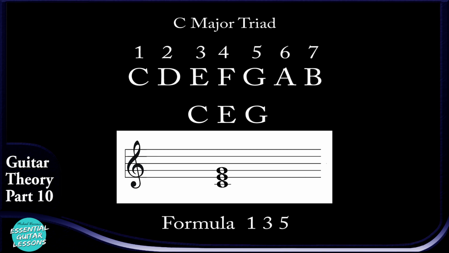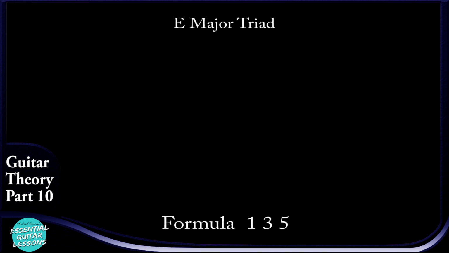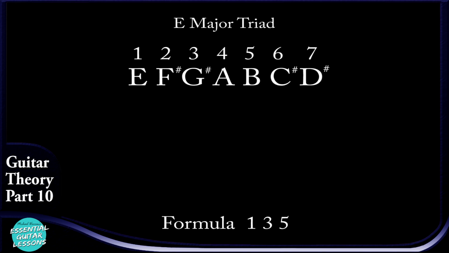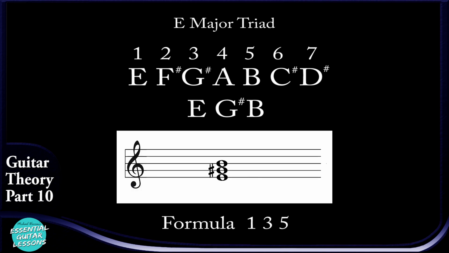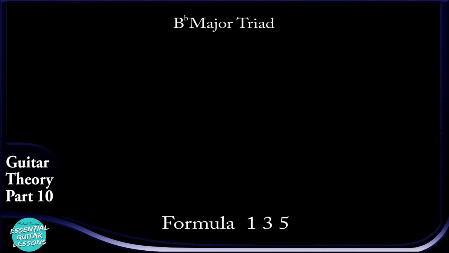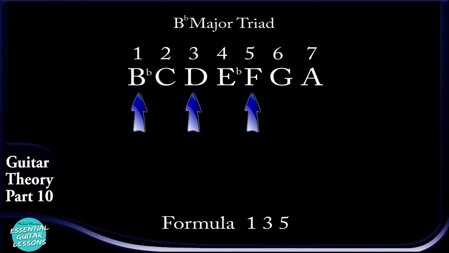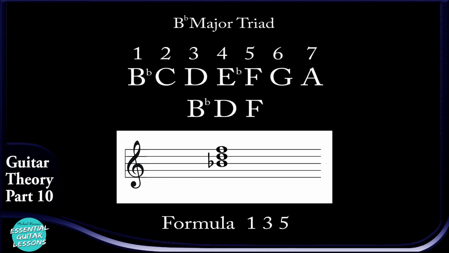So let's do the E major triad now. Bring up the E major scale, take the 1st, 3rd and the 5th notes, and we have the E major triad: E, G sharp and B. Let's do one more: the B flat major triad. Bring up the B flat major scale, take the 1st note, the 3rd note and the 5th, and you have B flat, D and F, and that's your B flat major triad.